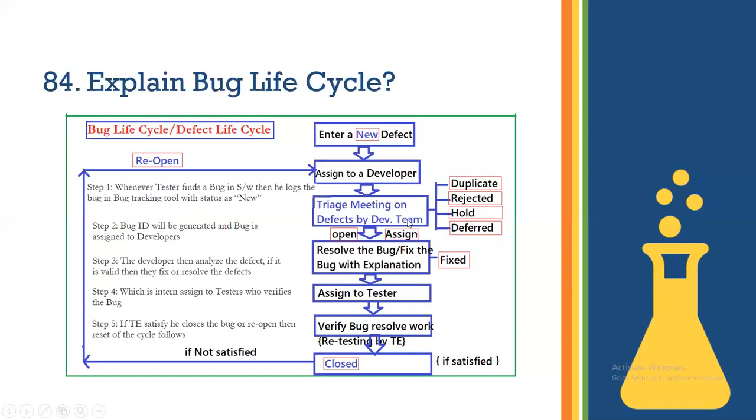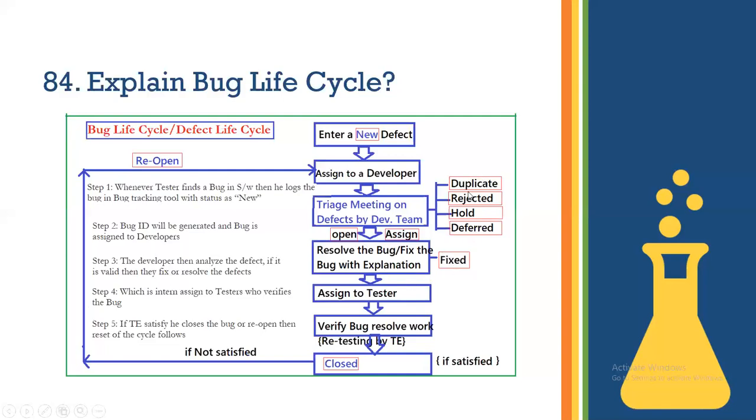If the developers need some more information about the defect, hold. Deferred: developers accepted the defect, but it will be resolved in the next release of the application. Open: developers accepted it and the task is assigned to a particular developer, assigned. When the defect is resolved, then go for fixed. Duplicate, rejected, hold, deferred, open, assigned, and fixed.